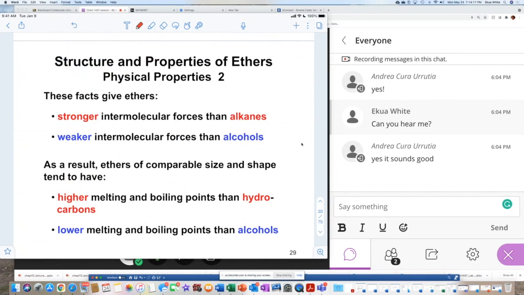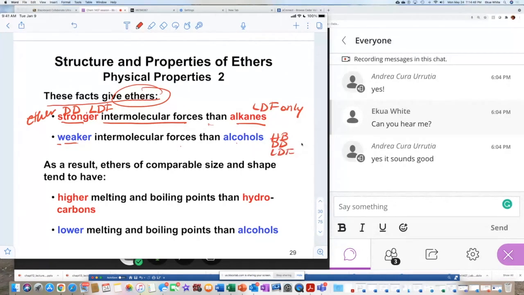Then they compare this with the past molecules we learned. Ethers have stronger intermolecular forces than alkanes. Remember, ether has dipole and LDF. Alkanes have LDF only; they're the ones that have hydrogen and carbon only. But they're weaker than alcohol, because alcohol has hydrogen bonding, dipole, and LDF. Ether has dipole-dipole and LDF. So it's one of those molecules right in the middle.